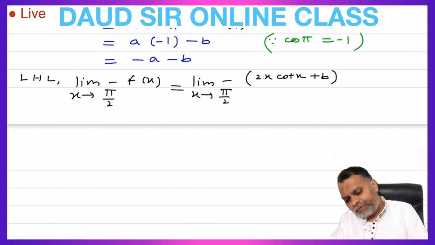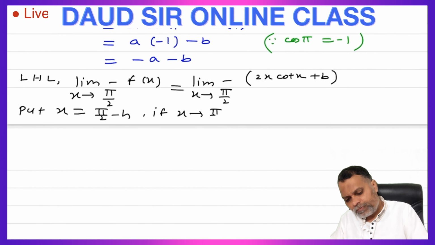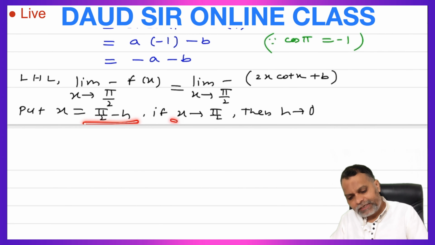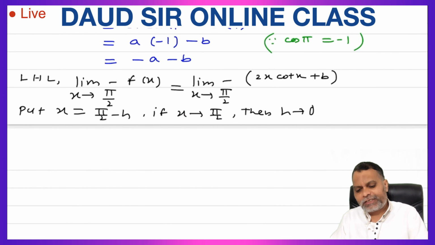For left hand limit we have to put x is equal to a minus h, here a is equal to pi by 2, so pi by 2 minus h. Change tends to: if x tends to pi by 2 then h tends to 0. How? Put this pi by 2 minus h here, pi by 2 minus h tends to pi by 2, pi by 2 cancelled, minus h tends to 0, that is h tends to 0.